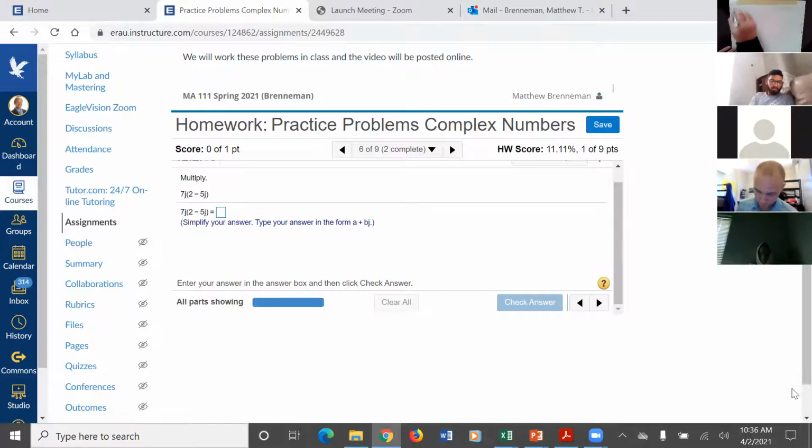So for problem 6, it just says multiply. And in my problem, I have 7j times the quantity 2 minus 5j.